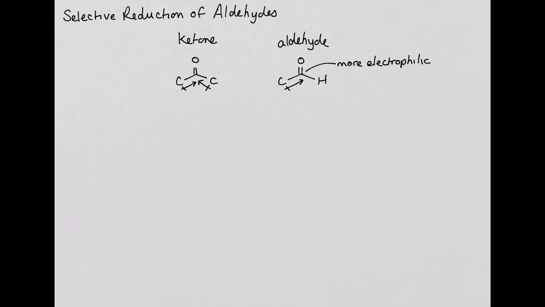Remember that most of the reducing agents we've discussed are hydride donors, where hydride is acting as the nucleophile. Because an aldehyde is more electrophilic than a ketone, if we use a less reactive reducing agent, we can reduce aldehydes in the presence of ketones. A less active reducing agent will only react with the more reactive electrophile in the aldehyde.